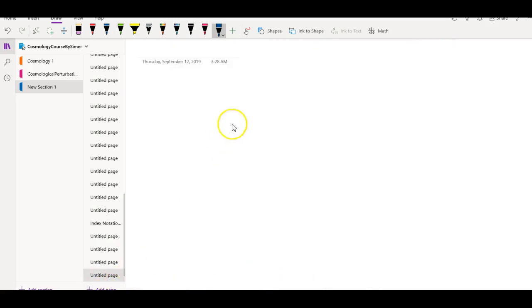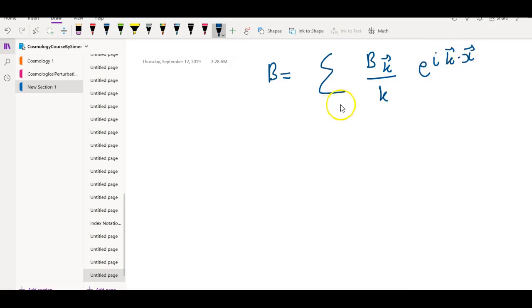So I will say that b is equal to bk over k e^{ikx}. So this is b in x space, and this is the Fourier potential in the k space. So in k space, I will have bk and here b. So the relationship between them is according to this expansion.